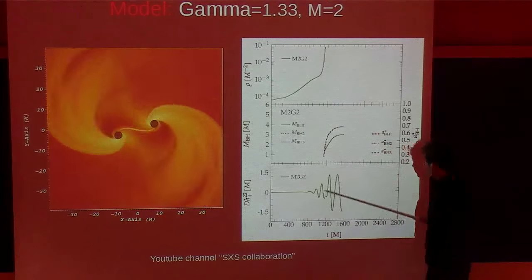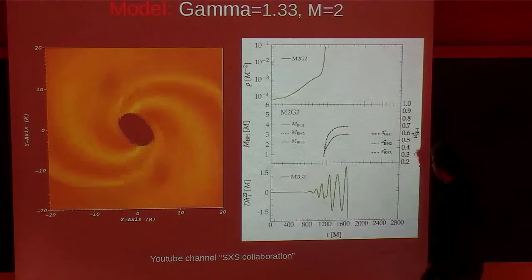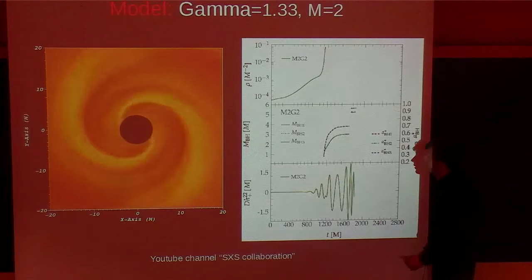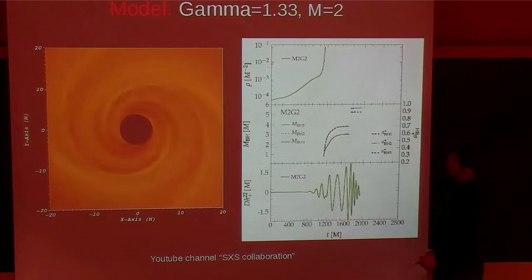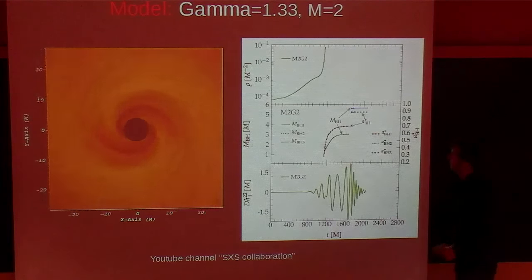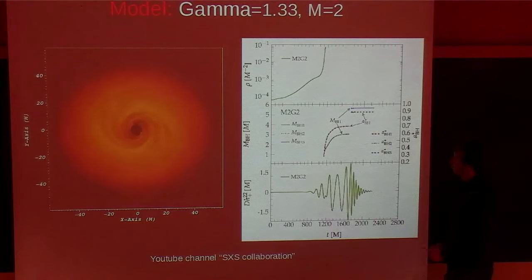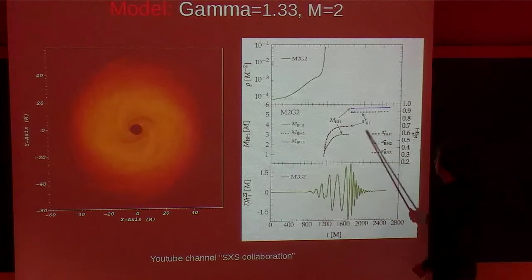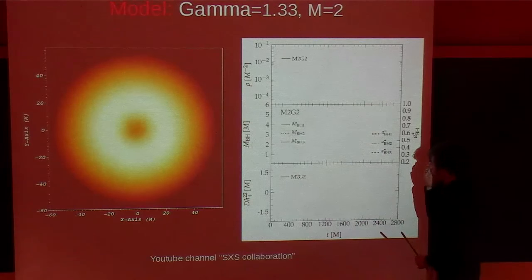The gravitational wave signal now resembles the shape of a typical inspiral-merger-ringdown signal that you also know from binary black hole merger simulations. And again, the mass is approximately 85% of the initial mass, and the spin is approximately 0.9.